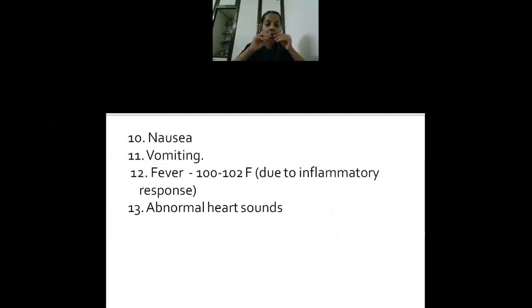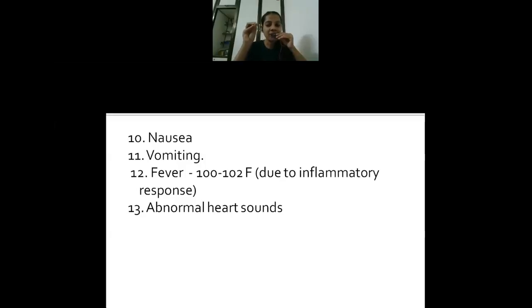Next, a few other things accompanying the MI are nausea and vomiting. Nausea and vomiting is very, very common. And along with that, the patient will also have fever. People tend to get fever also. It is mainly because of the inflammatory response. Because of the necrosed area there will be inflammation, isn't it? So that results in fever.